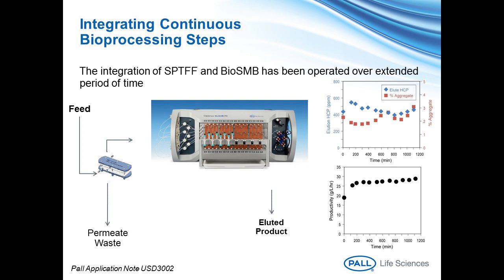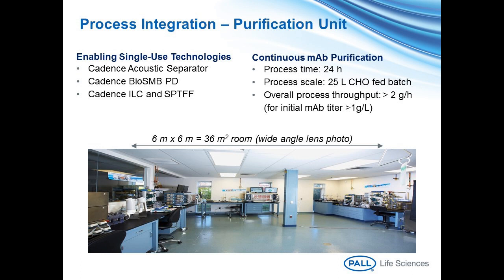In our labs in Westborough, we've demonstrated that this combination runs consistent for very long times, as shown in the graphs on the right-hand side. That lab in Westborough has now been extended to offer a complete continuous downstream processing platform, as shown in this picture. This picture is shot with a wide-angle lens, but the room is actually not bigger than 6 by 6 meters. So in 36 square meters, we've assembled a complete integrated continuous downstream process. If you run that for 24 hours, we can typically process 25 liters of cell supernatant, which at 1 gram per liter would give us 25 grams or more in a day.